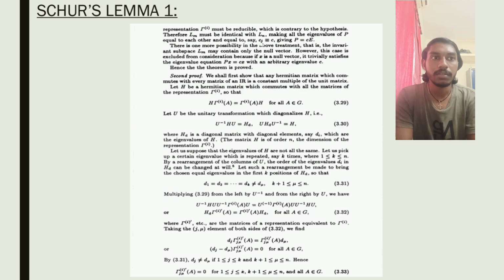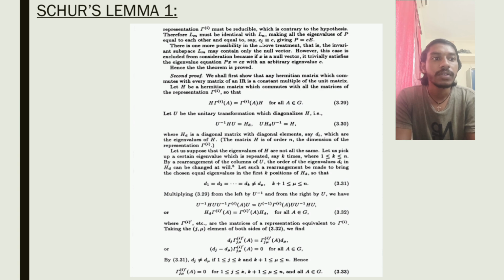Let U be the unitary transformation which diagonalizes H, that is, U^{-1}HU = H_D, where H_D is a diagonal matrix with diagonal elements, say d_i, which are the eigenvalues of H. Let us suppose the eigenvalues of H are not all the same. Let us pick up a certain eigenvalue which is repeated, say k times, where 1 ≤ k ≤ n, by a rearrangement of the columns of U.